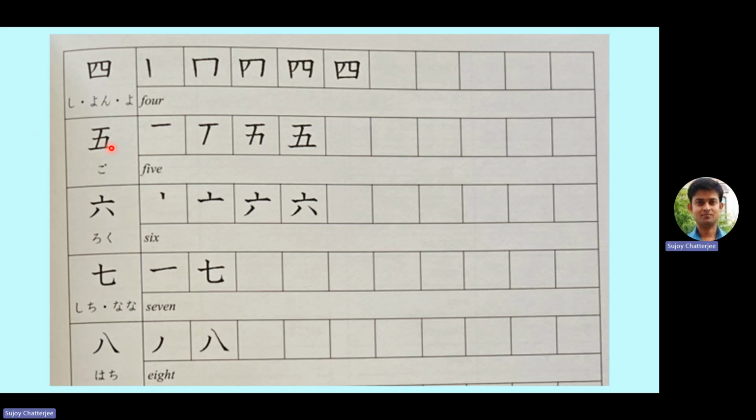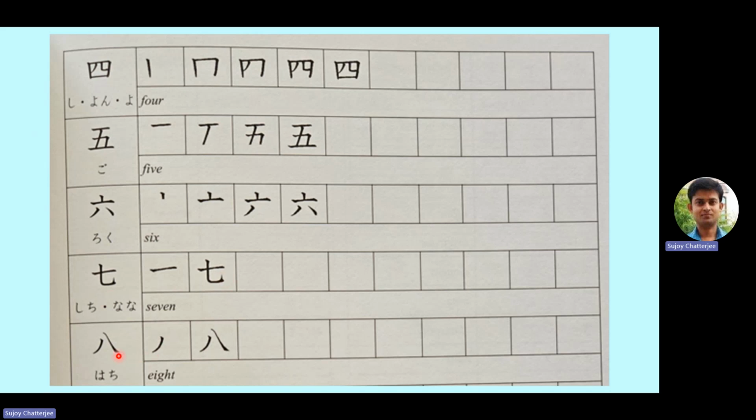This is numeral 5, which is go, the first stroke, the second stroke, the third stroke, and the fourth stroke. So in 5 strokes, this character can be written. In 4 strokes, this character can be written. Next is 6, which is roku, first stroke, second stroke, third stroke, and fourth stroke. Then we have Shichi or Nana as 7. It is very easy, in 2 strokes only. So this is the first horizontal stroke and this is the second stroke, and it's all done.